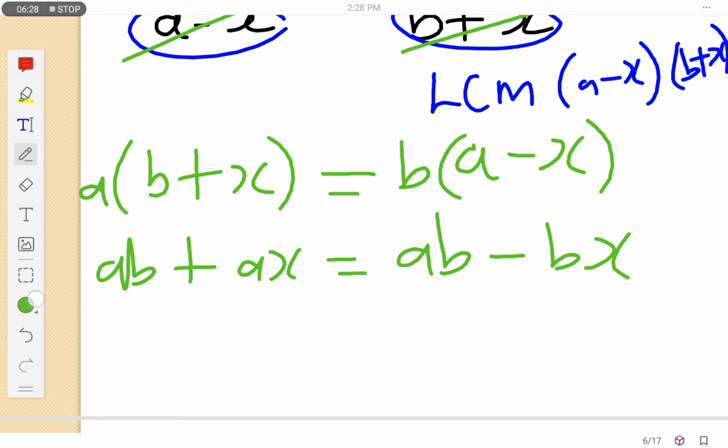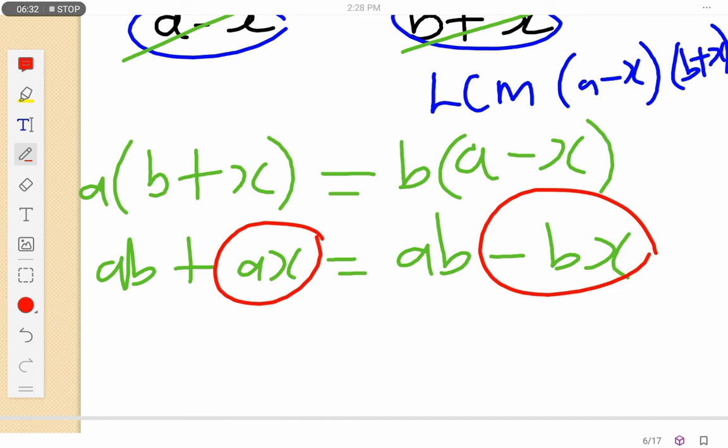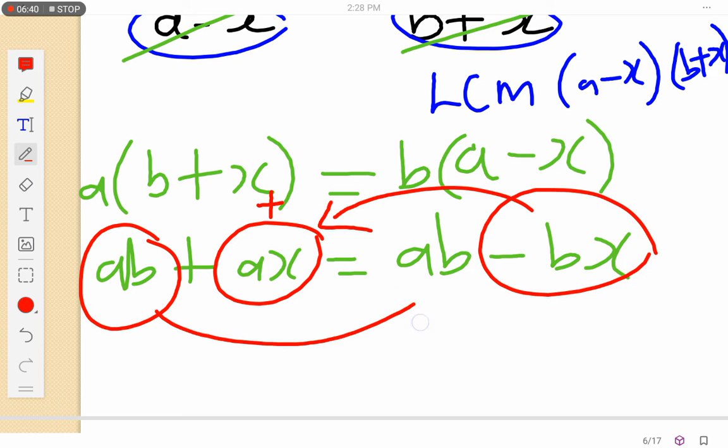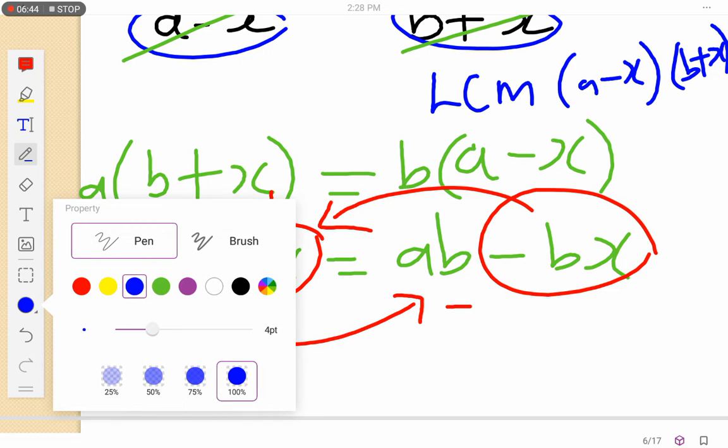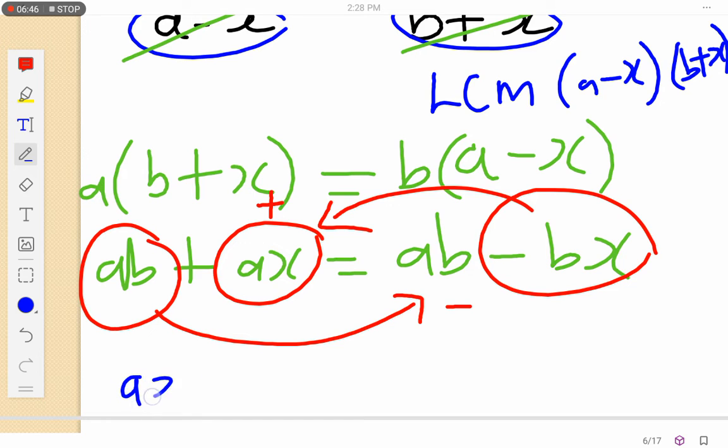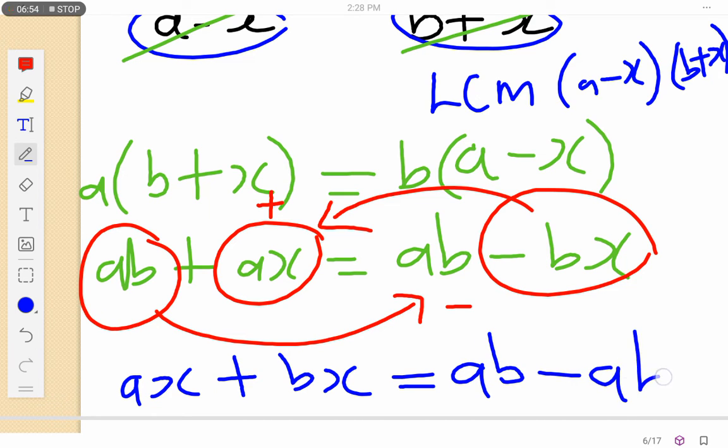Okay. So what I'm going to do now is to take the x's to one side. So I can either take this one to this side, it becomes a plus, and when I do that, I'll take ab to that side, it becomes a minus. So let's do that. What do we get? We'll get ax plus bx is equal to ab, then minus ab, like that. Okay.